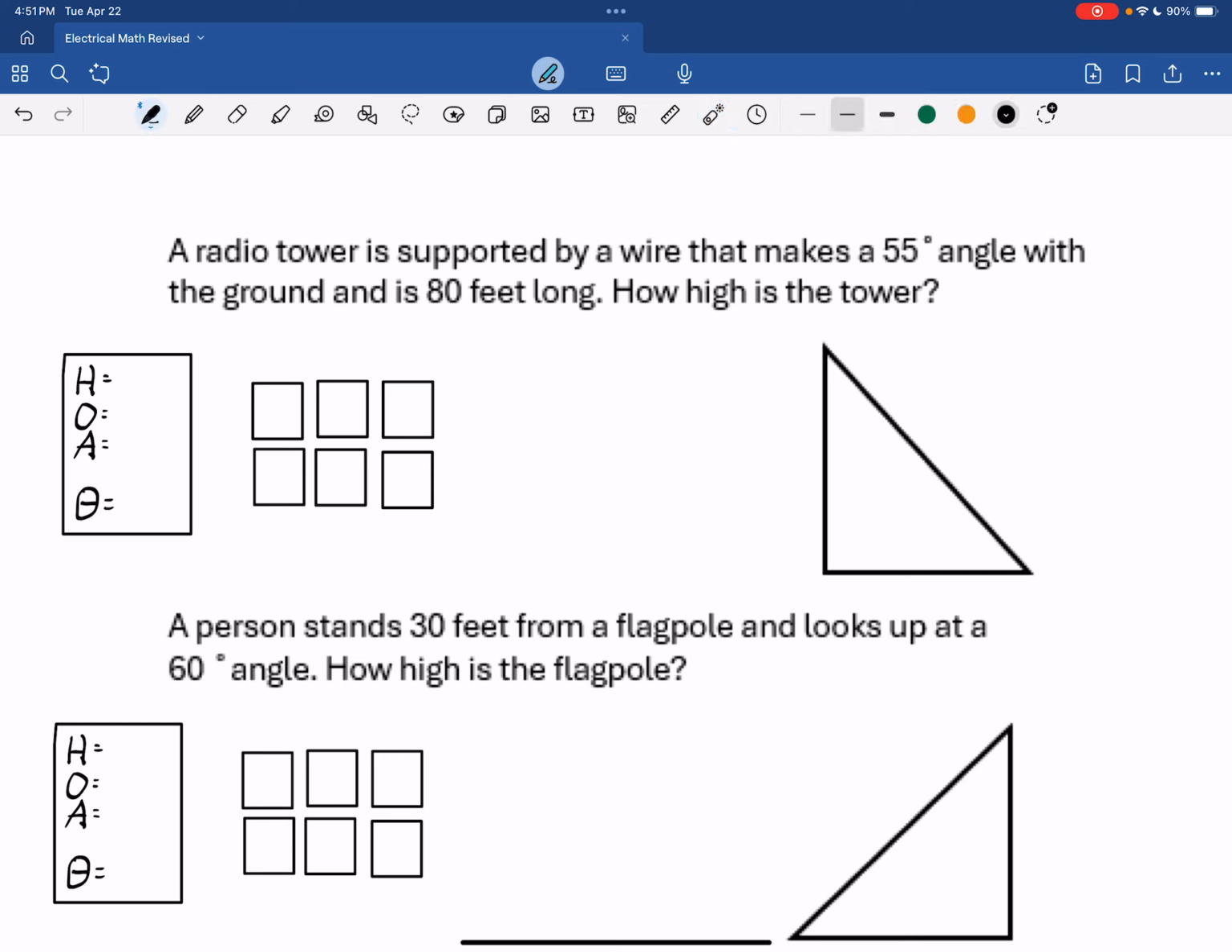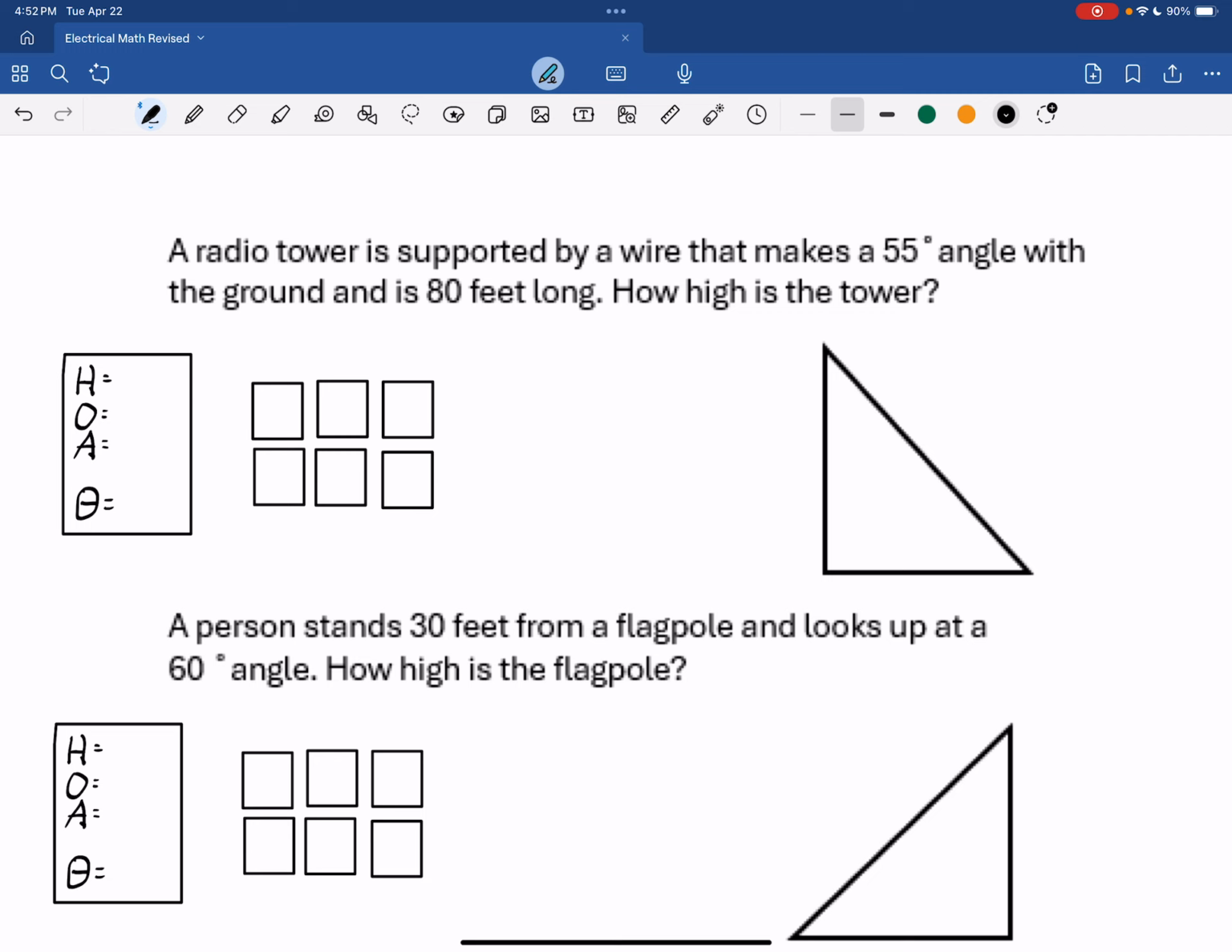You will need a calculator, a scientific calculator, to do these problems. A standard calculator will not work unless you have the memorized ratios for the different angles. But you will need a calculator to do this one. Okay, here is our problem.